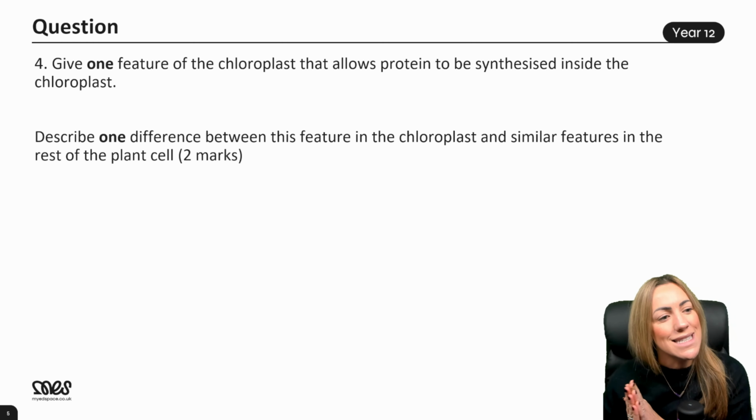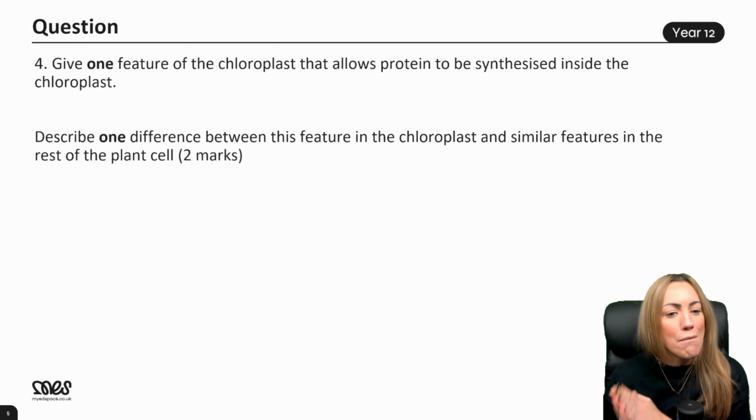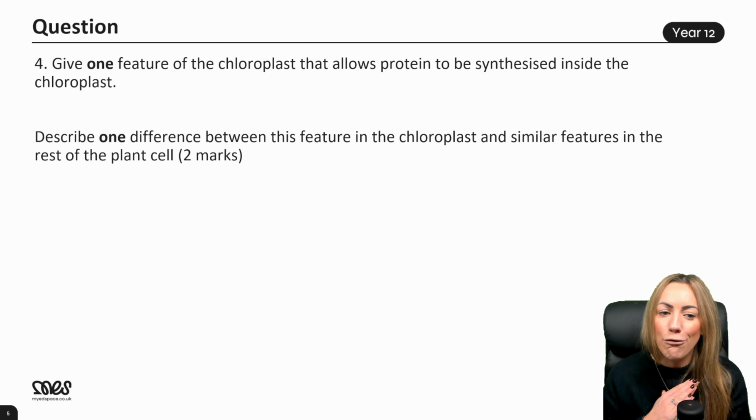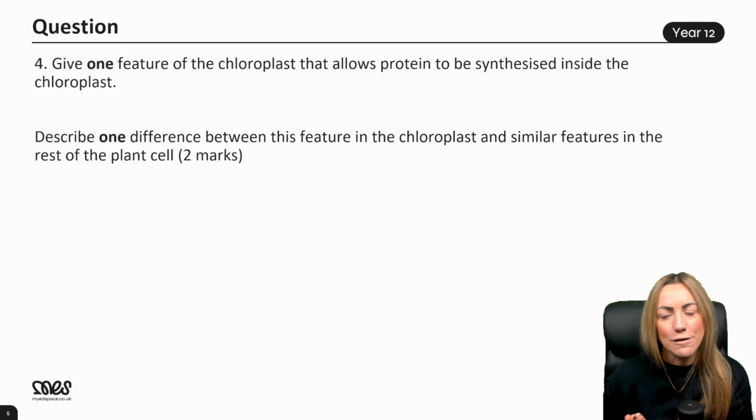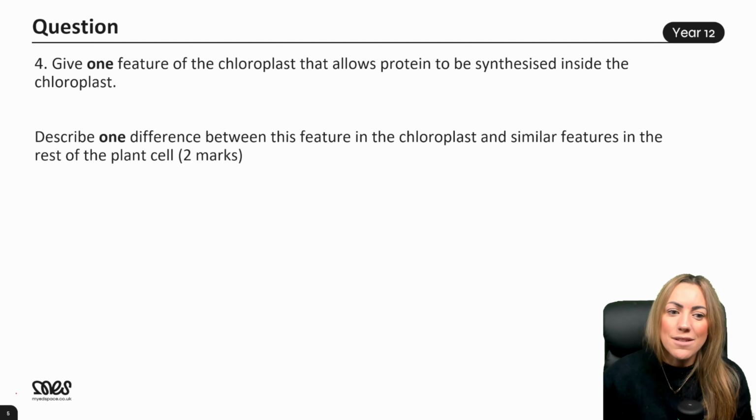But I thought what we could do today is actually go through one of the My Ed Space homework questions that I have recently given to year 12. So let's have a look together. This one is obviously about cell structure. It's obviously plant cells because we're talking about chloroplasts. So can we give one feature of the chloroplast that allows protein to be synthesized inside the chloroplast?